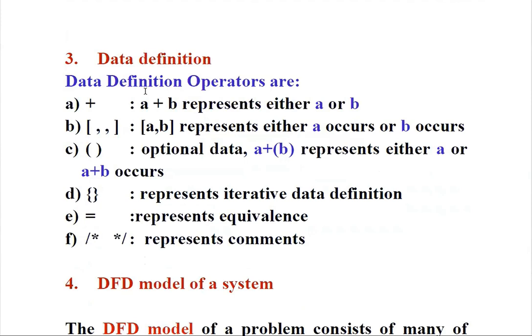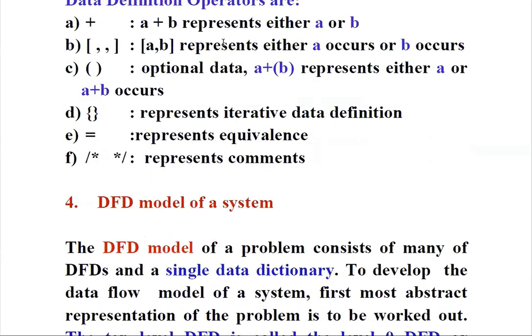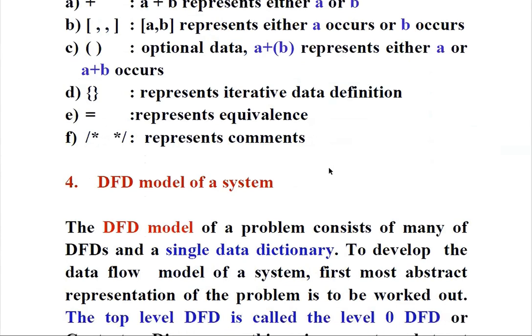Here I just take the definitions. A plus B represents either A or B. If it is put like this, with a comma, it represents that both A and B occur. If you put a bracket operation like this, it represents either A or A plus B occurs. Like that, you make the representation and continue in your design document, where all can read and understand.